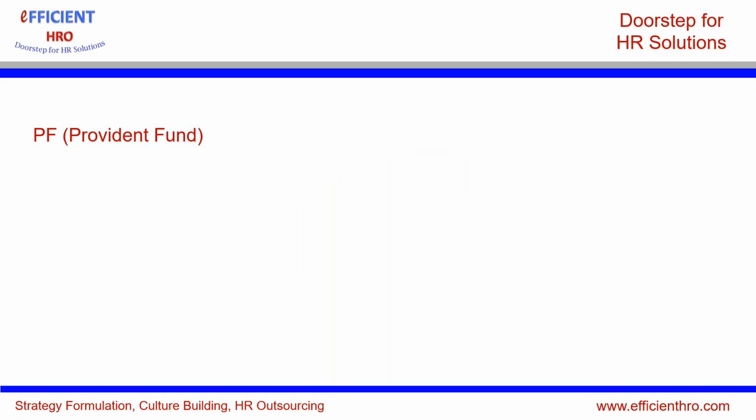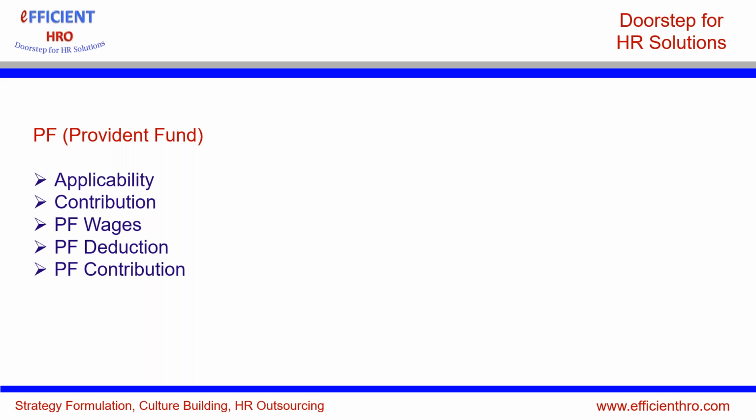Okay, so let's start with PF, Provident Fund. PF is basically a retirement benefit that the government has planned for the employees. The first part is applicability: to whom is PF applicable? I am sharing the entire index, the contents we will be covering in today's session. That is applicability, contribution, PF wages, PF deduction, PF contributions, examples, and overview of the PF challan. These are the details we will be sharing in today's session.